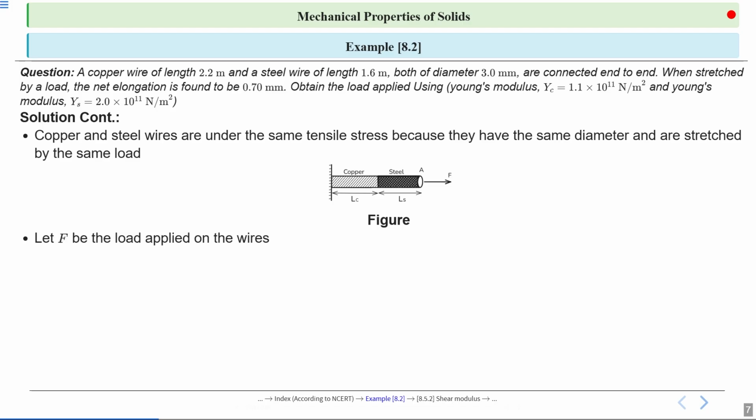Let's define the force applied to the wires. We will call this F. This is the load that is causing both wires to stretch. It's important to keep in mind that this same force acts through both wires since they are connected in series. So recall the formula for longitudinal stress. We know stress is defined as force divided by area. So stress is equal to force upon area, where F is the force in newtons and A is the cross-sectional area in square meters. This formula helps us relate the applied force to the internal forces within the wire.